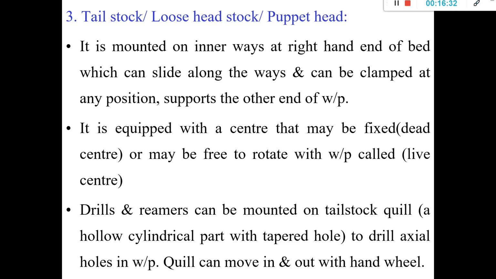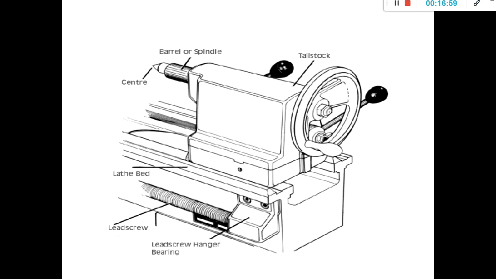Drills and reamers can be mounted on the tailstock, in a hollow cylindrical part with a tapered hole in the tailstock. This is known as the quill. The drills and reamers can be mounted into the quill to drill axial holes in the workpiece, and the quill can move in or out with the hand wheel. So see here, the center barrel or spindle of the tailstock is shown here.